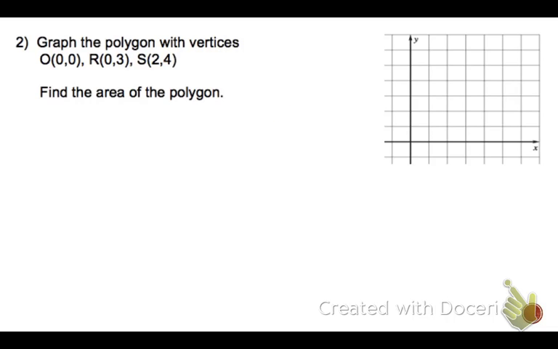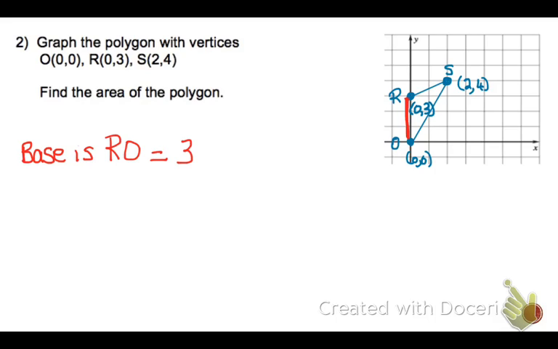And in this one, we are going to graph a triangle with vertices O, R, and S, and then find the area of the triangle. So let's go ahead and graph our 3 points. And you can do this on your paper and draw our triangle. And then we get to pick one of these sides to be the base of our triangle. So I'm going to pick one that's easy to find the distance on. So I'm going to select side RO as my base, and I'm going to count, and that is a length of 3.